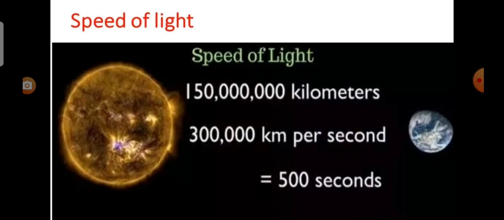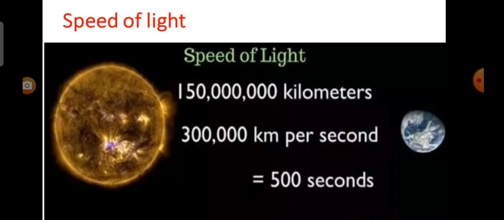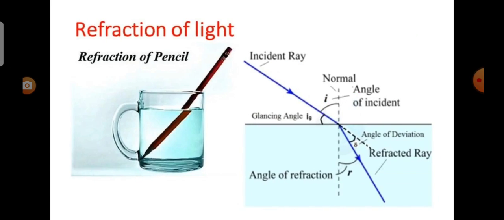He estimated the speed of light to be about 2,20,000 km per second. In 1849, the first land-based estimate was made by Armand Fizeau. Today, the speed of light in vacuum is known as almost exactly 3 lakh kilometers per second. Now we see the refraction of light.